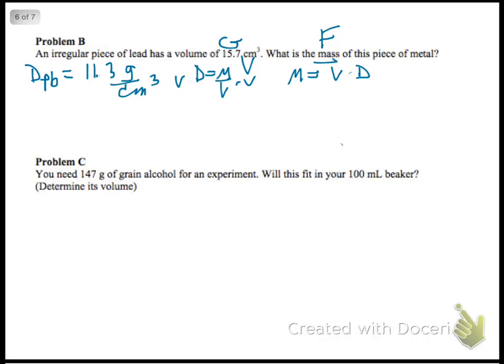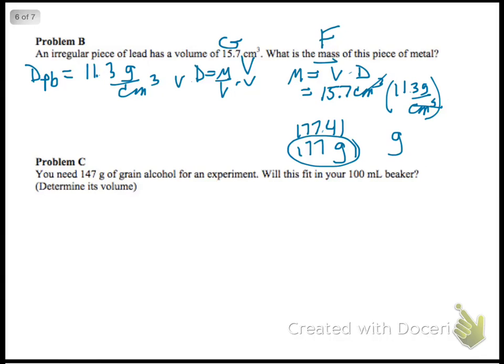I use my formula, rearrange it for solving for mass, and I get volume times density. When I plug in my numbers, 15.7 centimeters cubed is my volume, times my density, which is 11.3 grams over centimeters cubed. My centimeters cubed will cancel out, and I will end up with units of grams. My calculator says 177.41, but I have to look at the number of sig figs in my givens, which was 3 for the volume. I'm not constrained by the density, because that's a conversion factor. So I want 3 sig figs in my answer, which would be 177 grams.